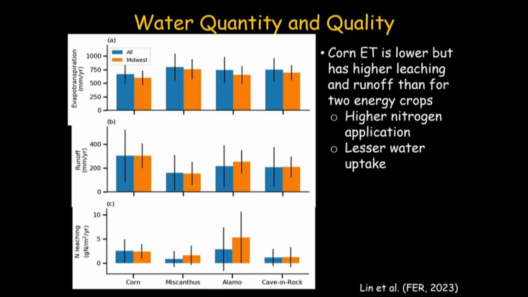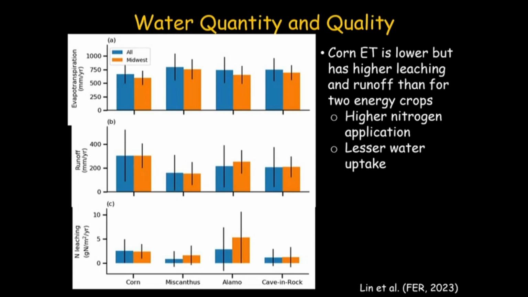Again, two reasons, and also for the Cave-in-Rock too: the nitrogen applied to grow these crops is not much compared to the corn, but also most of the water is being consumed by the roots, because they have very thick roots, and less goes infiltrated into the lower soil layers. But for some reason Alamo is showing much higher leaching because of the soil properties in the southern part of the US, and that also surprised us a bit.